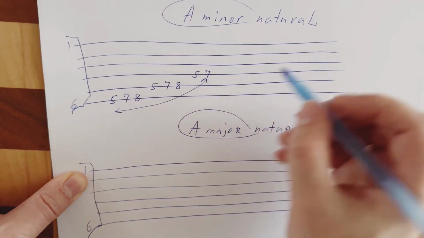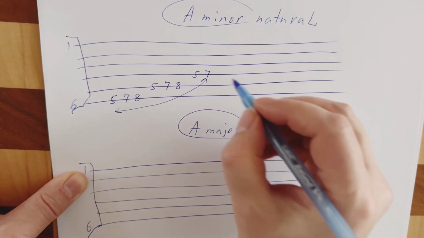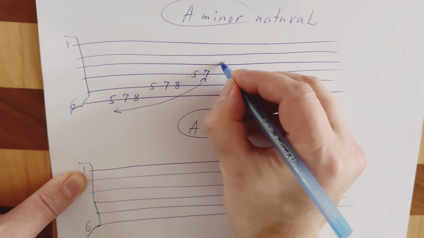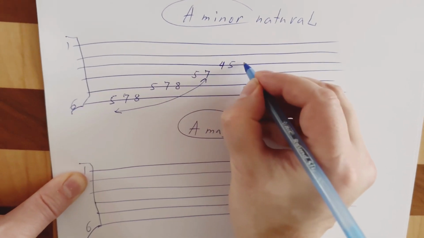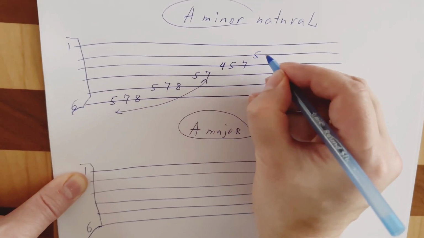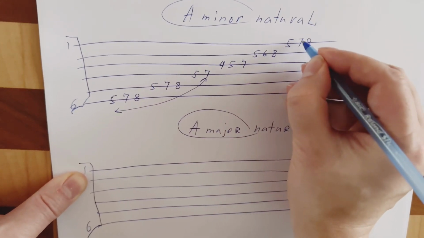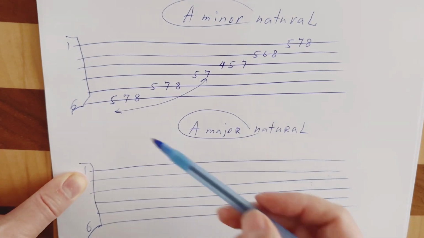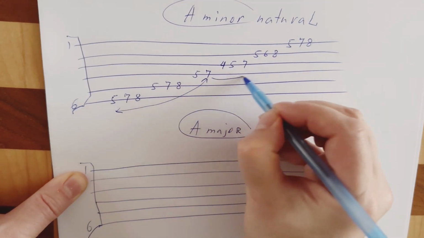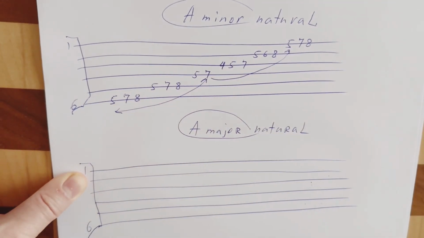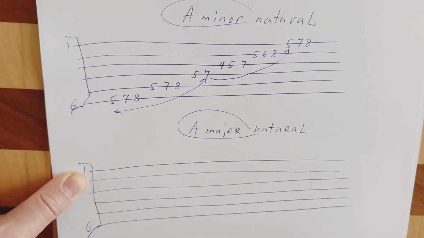If you want to add one more octave and use all 6 strings on your guitar, you will just have to put number 4, 5, 7, 5, 6, 8, 5, 7, 8. That's going to be 2 octaves, or even slightly more than 2 octaves, because the second octave ends here, of A minor natural scale. All right.